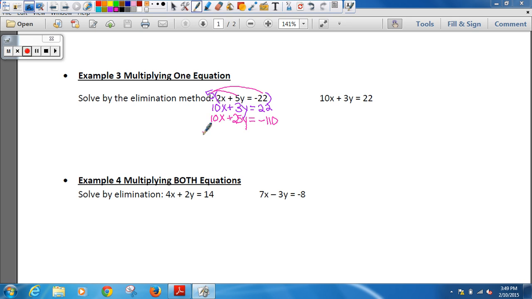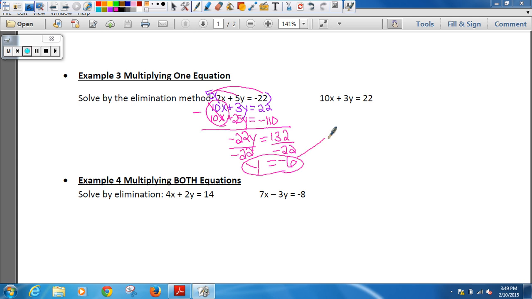Now that I have my common term, I can decide if I'm going to add or subtract. So here's my common term. 10x minus 10x goes to 0. 3y minus 25y is negative 22y, is equal to 22 minus negative 110, which is 132. I now need to divide both sides by negative 22. And I end up with the fact that y is equal to negative 6.